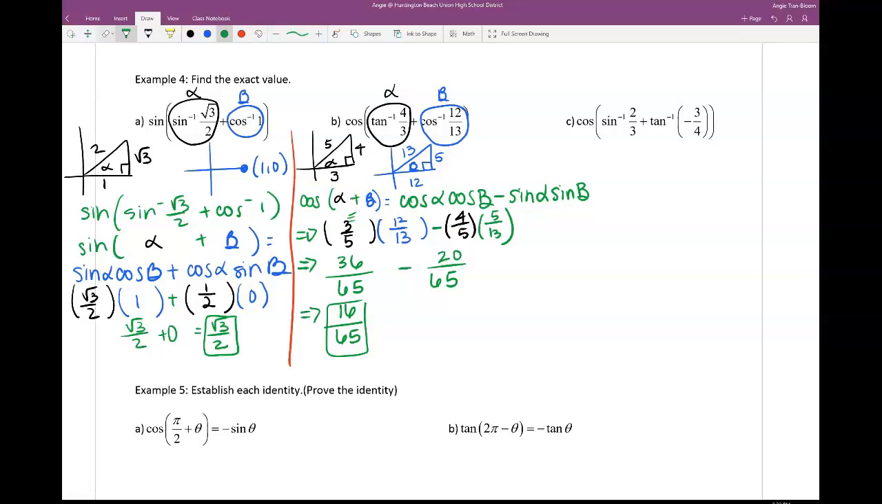All right, on the last one, why don't you decide which one's alpha and which one's beta, and then draw at least 2 triangles for me, one for alpha and one for beta, and then we'll come back.